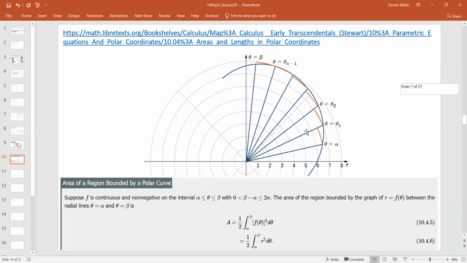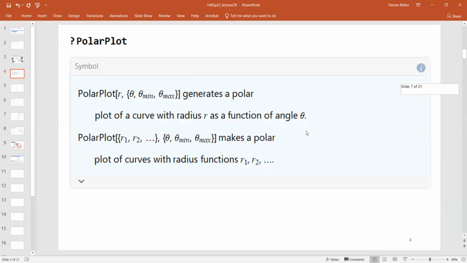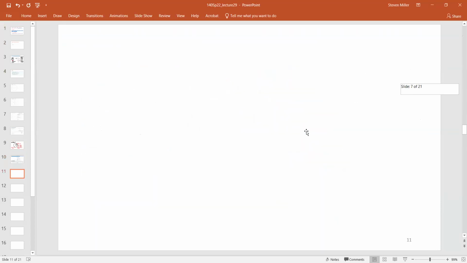One of them I think was the cardioid. So this was r equals a times 1 plus cosine theta. So let's try the cardioid. It was r equals 1 plus cosine theta. I think we had 0 less than or equal to theta less than or equal to pi.